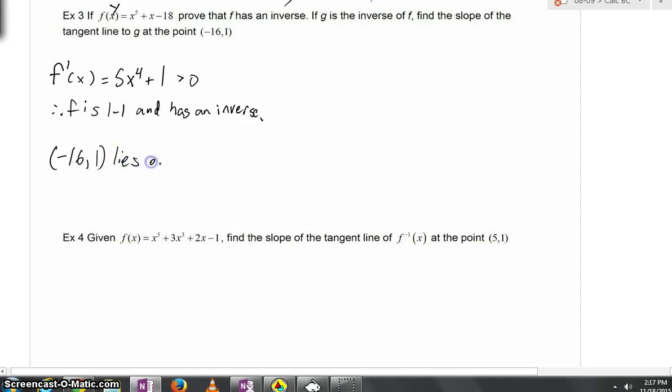Instead, what I'd really like to make sure that you know is that you want to identify which points lie on your function and on your inverse function. (-16, 1) would have to lie on our g, which happens to be the inverse of f. Another point lies on f then. And the whole heart of working through inverses is that x and y switch. So we'd have (1, -16) lies on f.